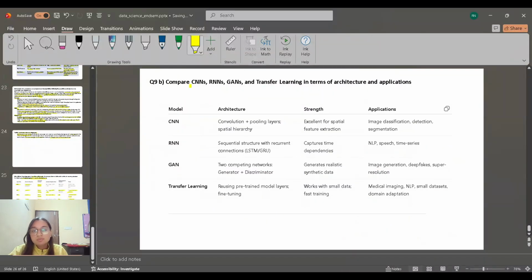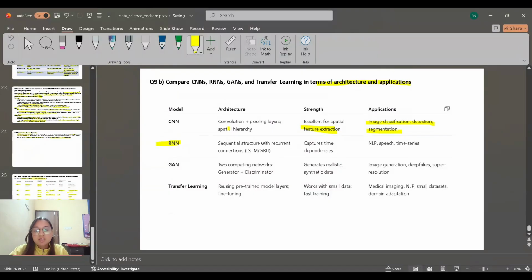Question 9b part. Compare CNNs, RNNs, GANs and transfer learning in terms of architecture and application. CNN architecture is convolutional plus pooling layers, spatial hierarchy. The strength for CNN is excellent spatial feature extraction. Application for CNN is image classification, detection, segmentation.